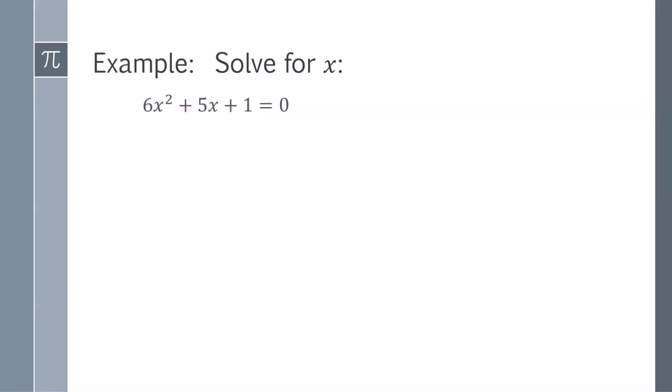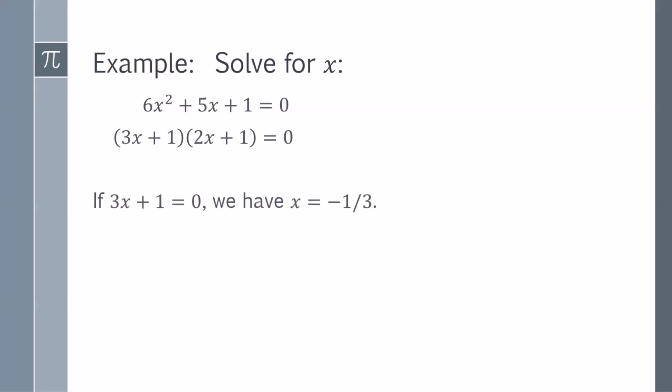Another example, 6x squared plus 5x plus 1 is equal to 0. Again, we factor the left side. It factors to (3x plus 1) times (2x plus 1), and those are equal to 0. If 3x plus 1 is equal to 0, x has to be negative 1/3. If 2x plus 1 is equal to 0, then x is equal to negative 1/2. So our solutions are x equals negative 1/2 or negative 1/3.